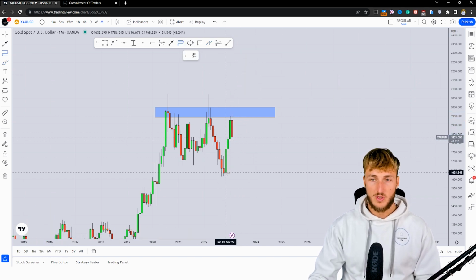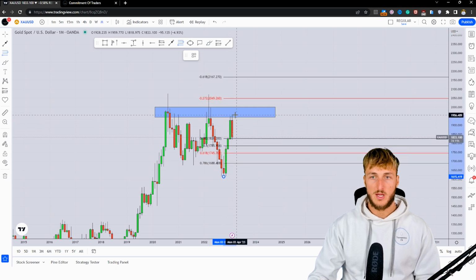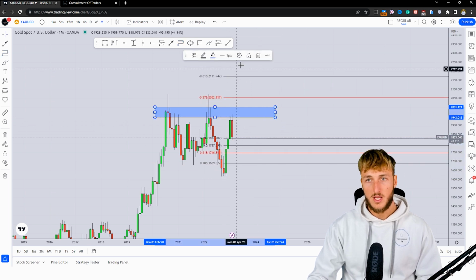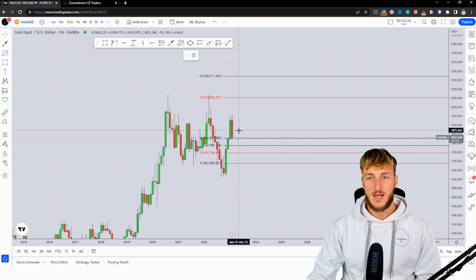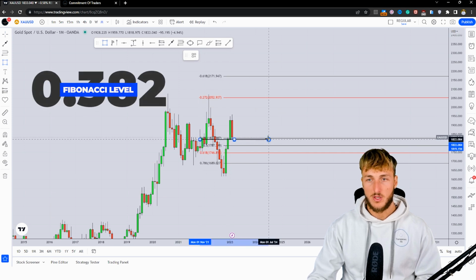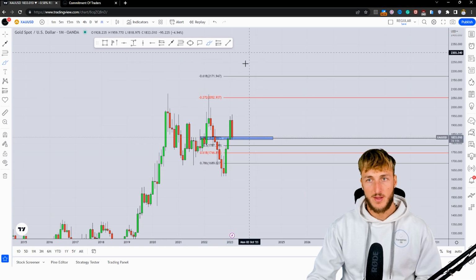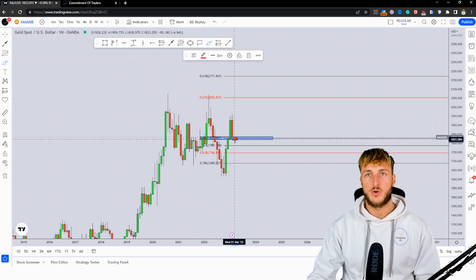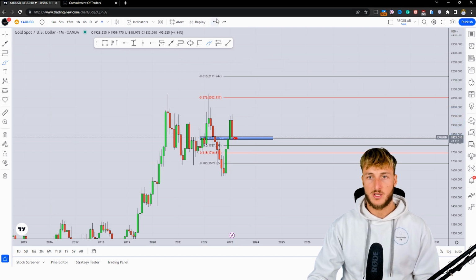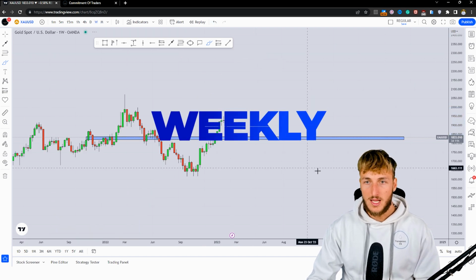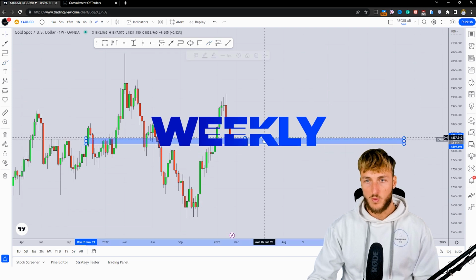So what we have to do is take our Fibonacci from the low to the high of the impulse. And if we do that, what we can notice is that we have a 0.382 Fibonacci retracement lining up exactly at this area, which is a quite strong support zone that at this point we could expect this market to potentially reject to the upside. Going down on the weekly time frame, what do we see?